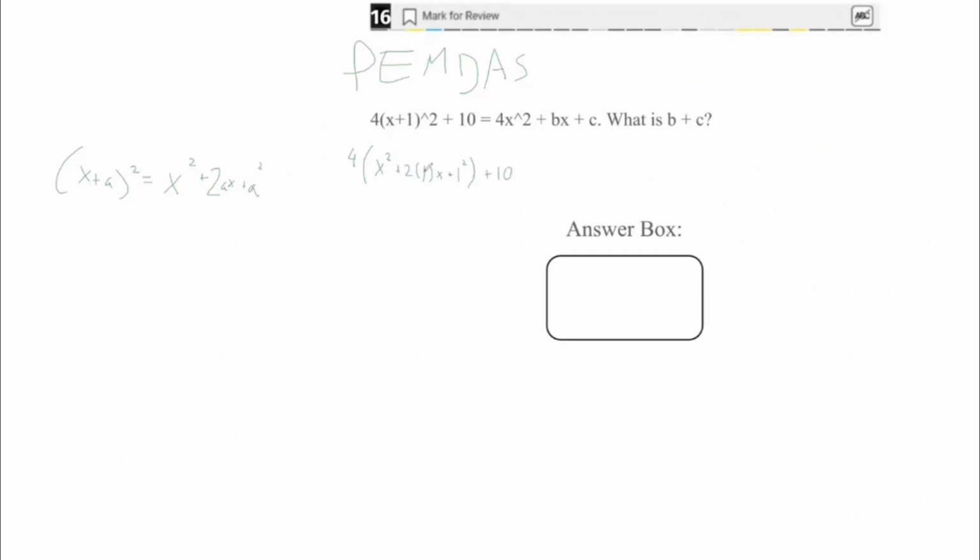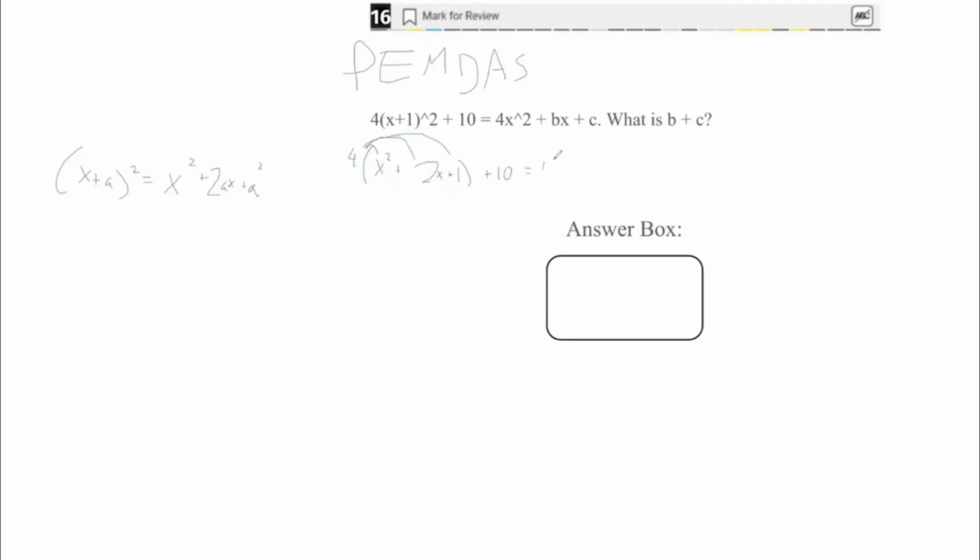All right, so 2 times 1, obviously that's just 2. So I'll just write that 2x, and then 1 squared is obviously just 1. So I'll just get rid of that. So this is 2x. All right, now I can distribute. So 4, I'm going to draw my little lines. I recommend drawing your little lines as well.